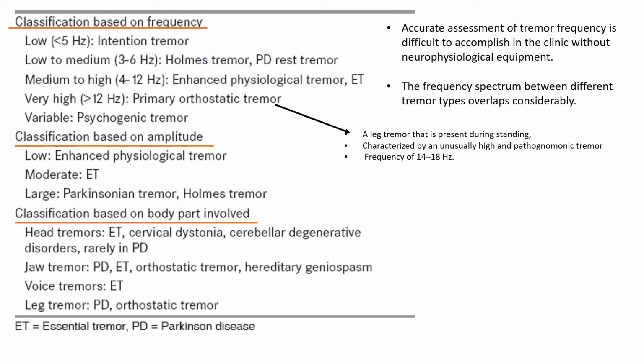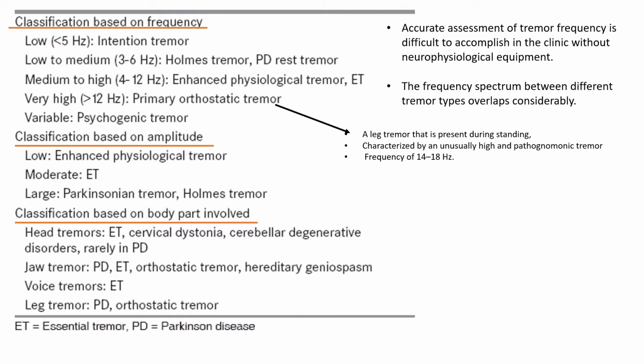So this slide gives us the classification of tremors based on frequency. This classification is not very preferred because accurate assessment of tremor frequency is very difficult to accomplish in the clinic without neurophysiological equipment, right? And the frequency spectrum may also vary between different tremor types and overlaps considerably. For example, attention tremors are classically less than 10 Hz. Low to medium frequency tremors, like 3 to 6 Hz, would be Holmes tremor and Parkinson's disease rest tremor. Medium to high frequency tremors would be enhanced physiological tremors and also essential tremors, while very high frequency tremors are primary orthostatic tremor.